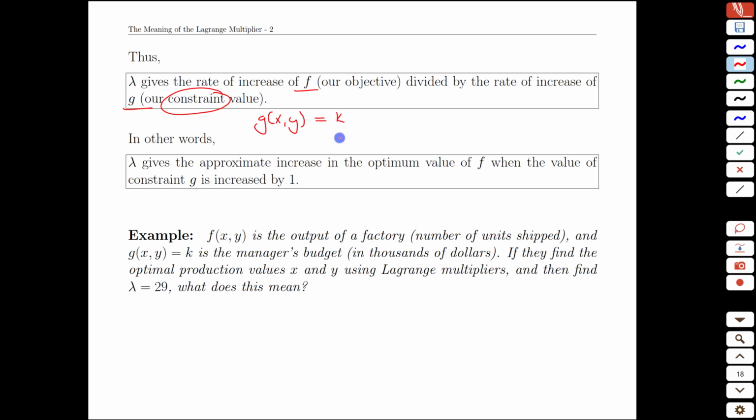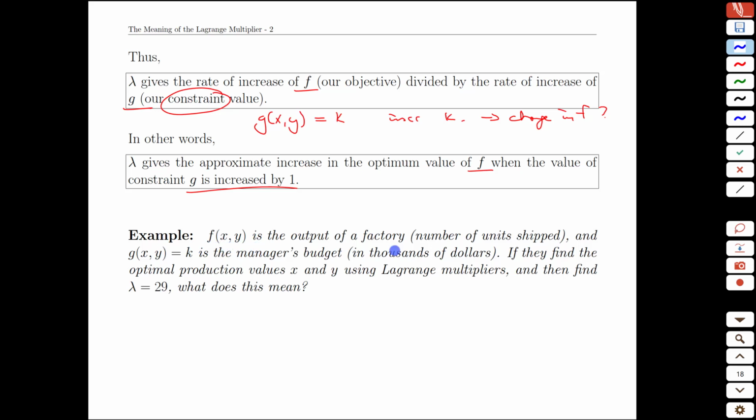That k value is the value of our constraint, and what we're asking here is if we increase k by a little bit, what do we get in terms of a change in f? Well, that actually sounds a lot like a derivative. It's the derivative of our function f relative to this constraint value k. Another way to say that more colloquially is that lambda gives the value of the approximate increase in the value of f when we increase k by 1. So this can often make more sense in the context of an application.